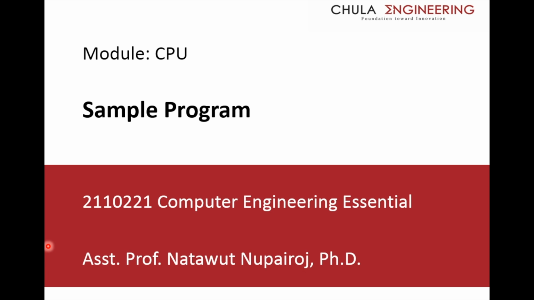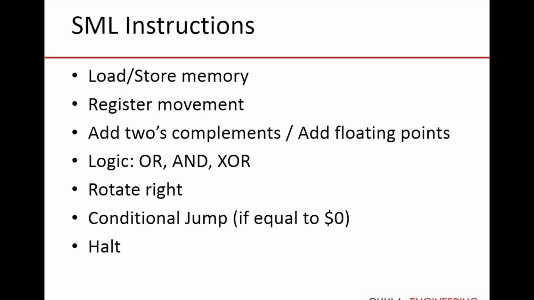In this video clip, we'll take a look at a sample program for Brookshire's Simple Machine. For Brookshire's Simple Machine, or we will call it SML, there are about 7 types of instructions. First one is load and store memory, to load and store values into a register or store data from a register to memory.